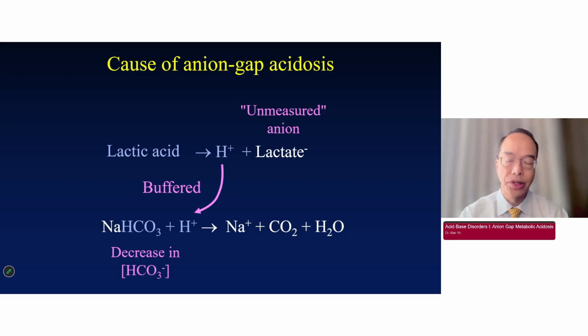And the amount it's going to go up is going to be directly equivalent to the amount of lactate, the unmeasured anion that's added to the blood. So this is a nice indirect way of inferring that there's an unmeasured anion in the blood that you can then go to the lab and ask them to directly measure lactate if you're guessing that's the unmeasured anion.